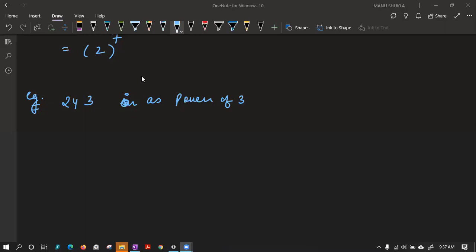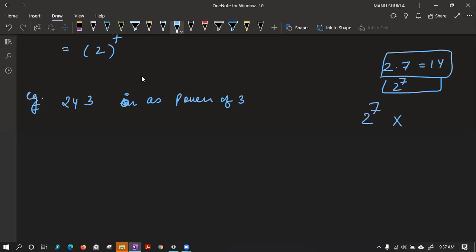Abbas is saying, sir, but 2 sevens are 14. Beta, 2 sevens are 14 is different. 2 power 7 is different. You have to understand this thing, Abbas. Class, try to understand, all of you. 2 power 7 is not equal to 2 into 7. Try to understand. 2 power 7 means 2 getting multiplied 7 times, and 2 into 7 means 2 getting added 7 times.